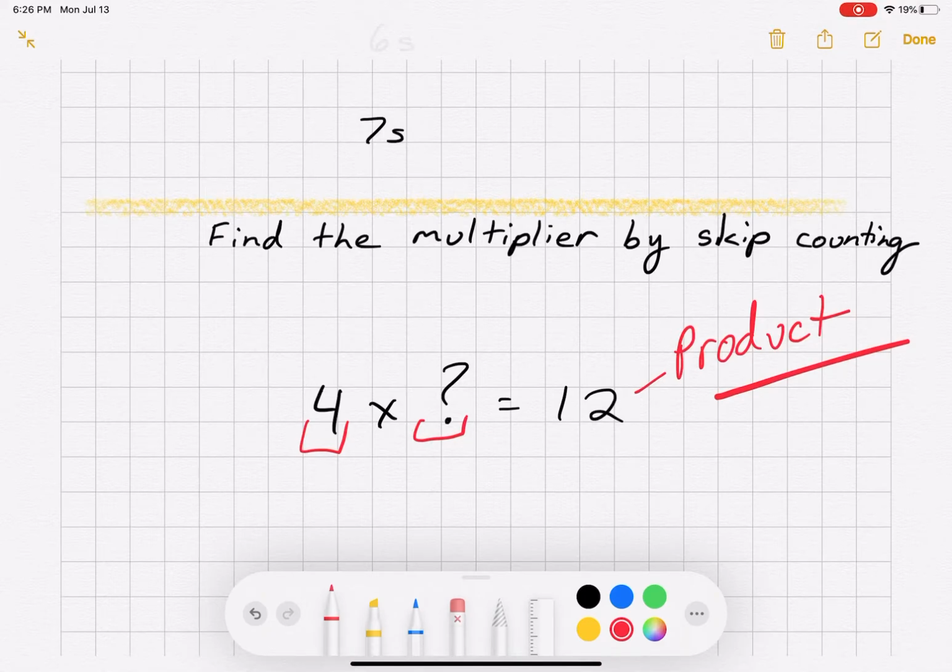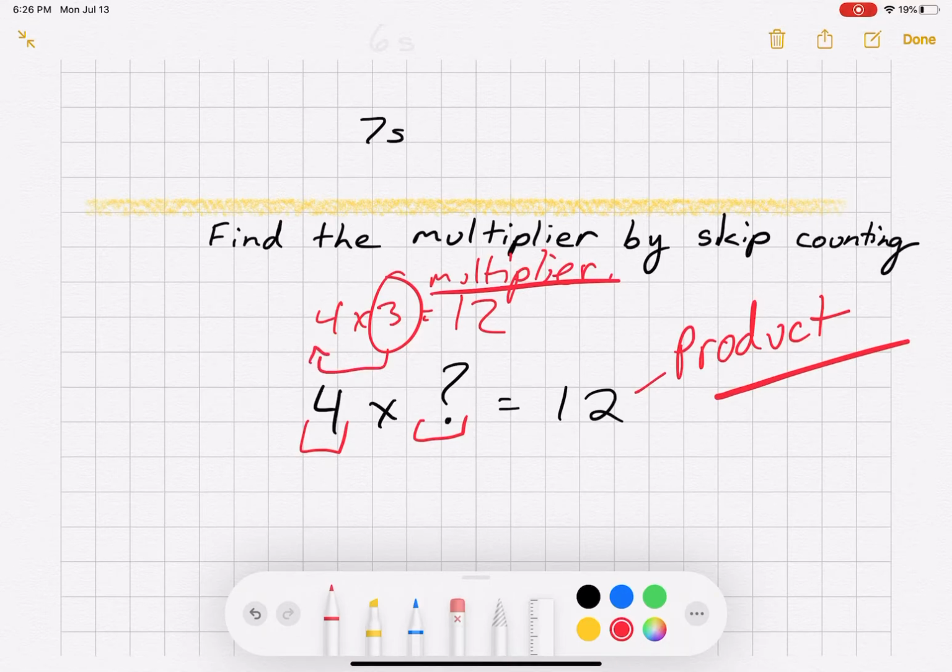So everybody hold your hand up, and let's skip count by 4s. 4, 8, 12. So how many fingers do you have up? Hopefully you said 3. And this number here is called the multiplier. This is what we're multiplying that 4 by. That's how many times you're going to skip count by.